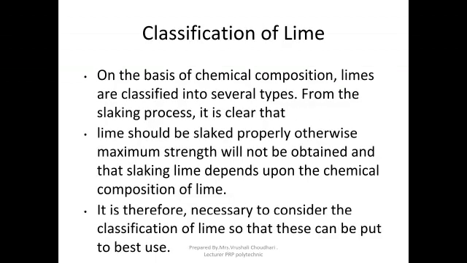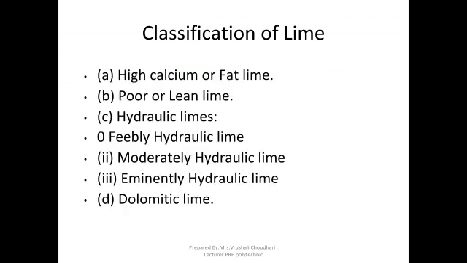Classification of lime. Depending upon the percentage of lime, it is classified into several types, and that is useful for the slaking process. Lime should be slaked properly, otherwise maximum strength will not be obtained. And slaking depends upon the chemical composition of lime. Therefore, when we are using lime for construction purposes, we have to consider the properties of lime.